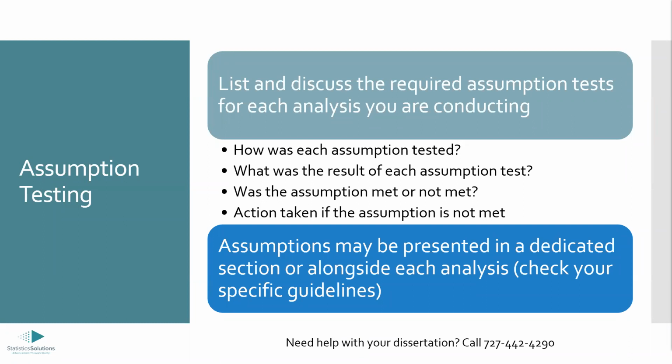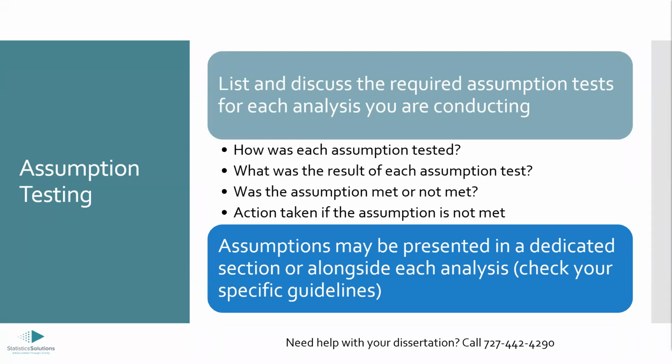And sometimes schools will want you to present this in a standalone section before you present the main results, or sometimes schools will just want you to present the results of the assumptions testing alongside each analysis. So again, refer to your specific school guidelines in terms of how to organize that information. But for the assumptions testing, you want to list and discuss the required assumptions tests for each analysis that you are conducting. So for instance, for something like an independent samples t-test, you may need to test the assumptions of normality and homogeneity of variance.